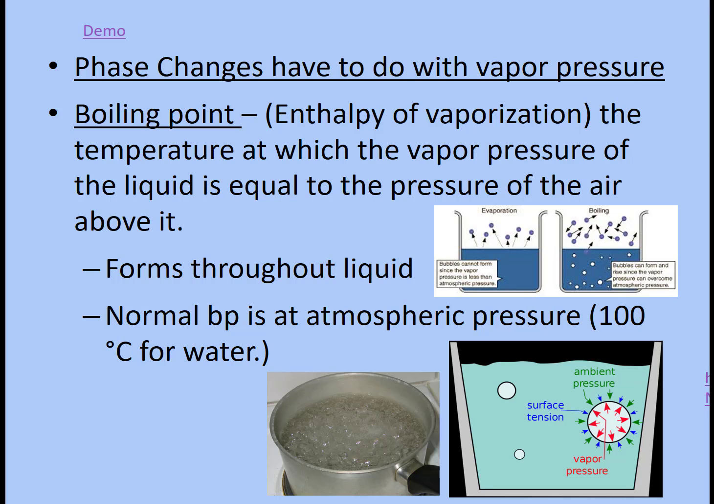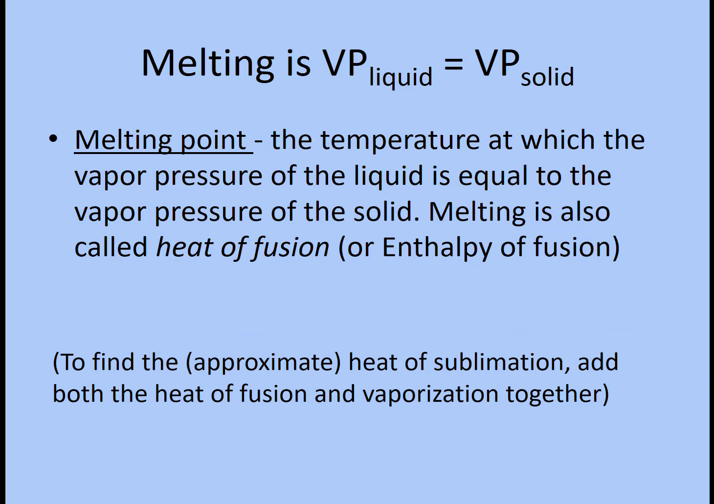Phase changes have to do with vapor pressure, and I will link a demo online so you can see this. In boiling point, that is when the vapor pressure of the liquid equals the vapor pressure of the atmosphere. You can get the vapor pressure of the liquid to become the same as the pressure of the atmosphere by using temperature. You also could, in the demo, decrease the atmospheric pressure, and that would cause it to boil at a cooler temperature.